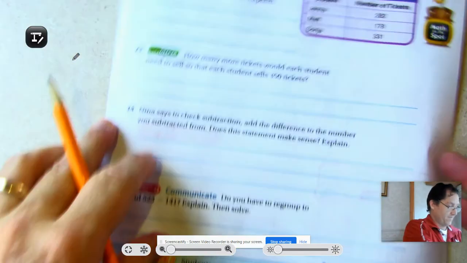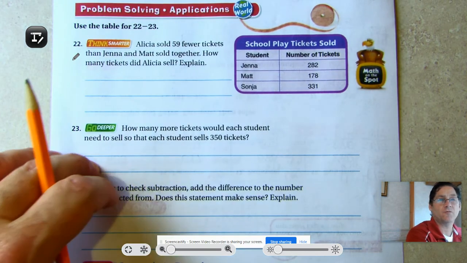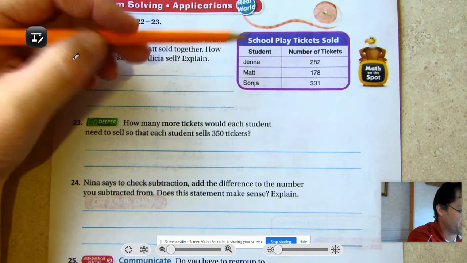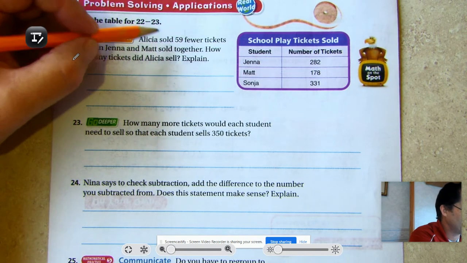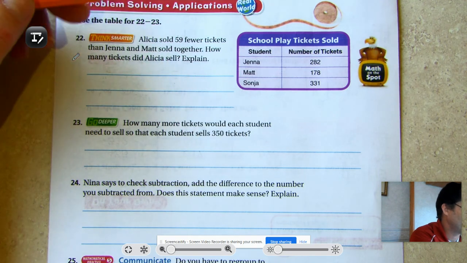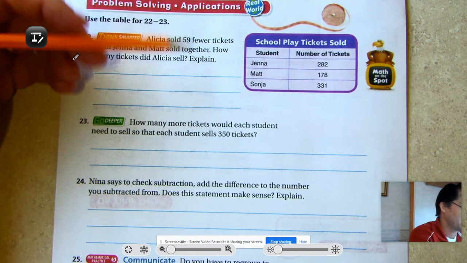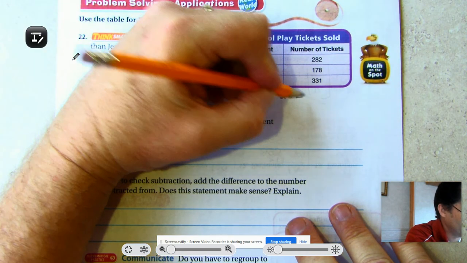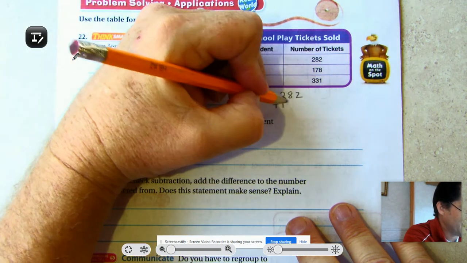Okay, and finally on page 46, use the table for problems 22 and 23. So it says school play tickets sold. We have 3 students, and these are the number of tickets that they sold. Alicia sold 59 fewer tickets than Jenna and Matt sold together. How many tickets did Alicia sell? So I look on here and I don't see Alicia, but I do know Jenna and Matt. So Jenna sold 282 and Matt sold 178.